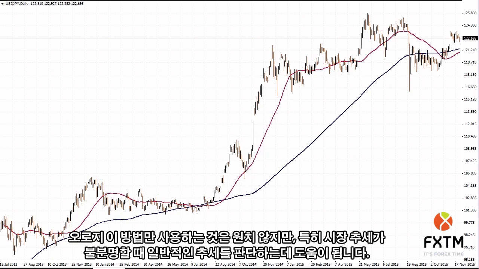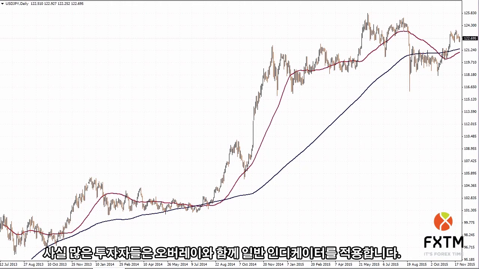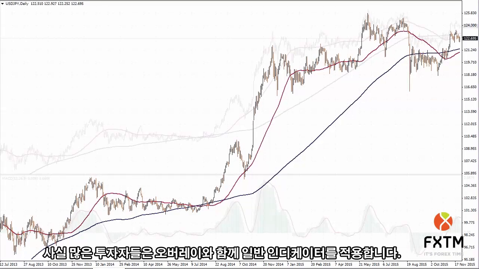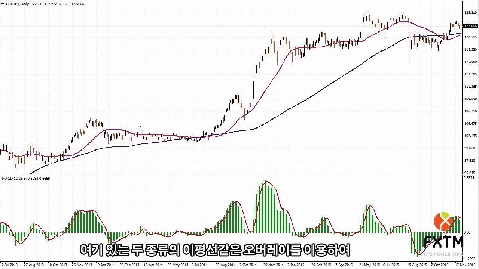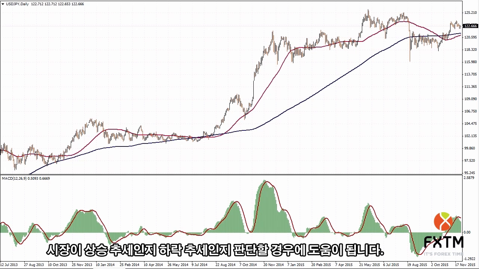Now, obviously, we wouldn't want to use this all by itself, but this can help us to address the general trend in the market, especially when it's a little bit more difficult to tell. And in fact, what a lot of investors will do is apply a regular technical indicator with their overlays. So the MACD technical indicator can do a lot to supplement our analysis once we're using an overlay like our two moving averages here to decide whether or not the market is in a bullish or a bearish trend.